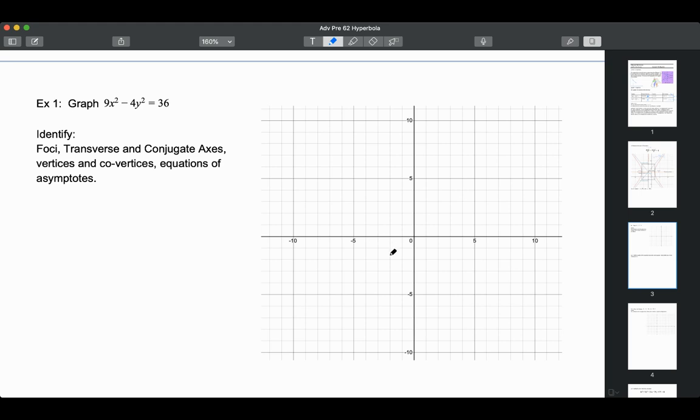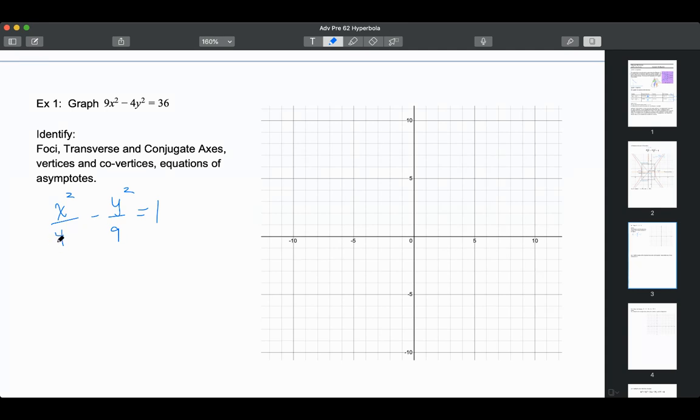All right, so here we go, looking at an example of how we're going to graph this hyperbola. So the first thing we want to do is we want it to be equal to 1 on the other side. So I'm going to divide everything by 36. So I know 9 over 36 is going to be the same as x squared over 4 minus y squared over 9 equals 1. Nice that we gave you numbers that divided out nicely and are perfect squares.